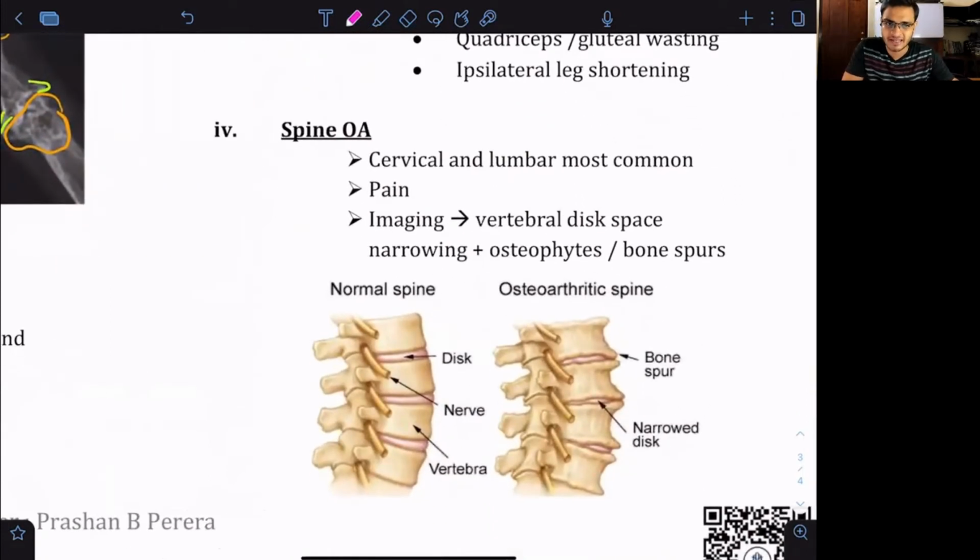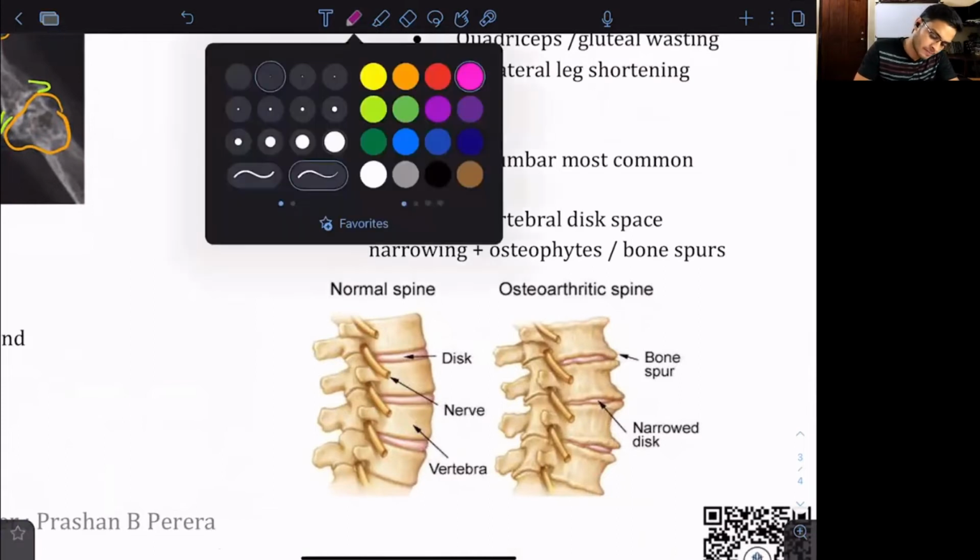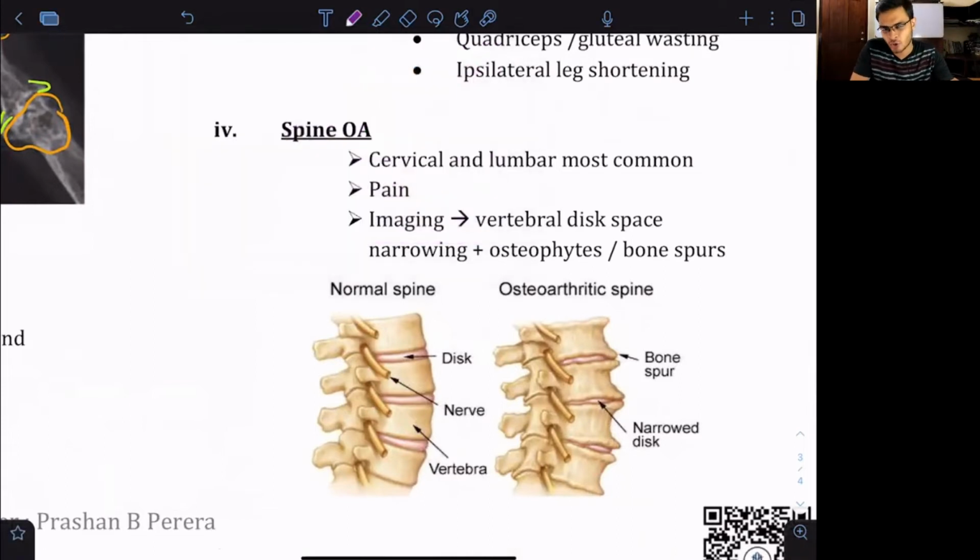Then we come to spine osteoarthritis, guys, right? Spine osteoarthritis mainly, this is not very common. Spine and shoulder osteoarthritis, guys, not very common. Shoulder is also pretty rare, right? Can happen in minors maybe, but it's quite rare, right? Spine osteoarthritis, guys, mainly cervical and lumbosacral vertebrae are affected, okay?